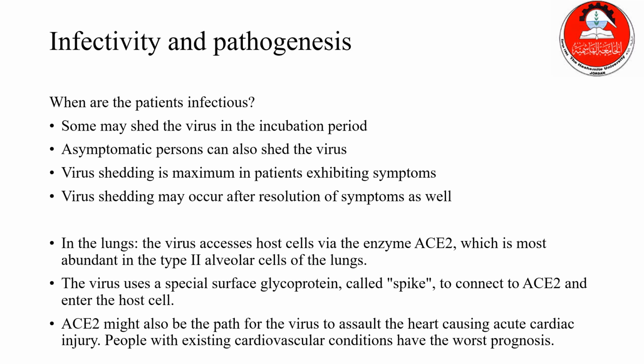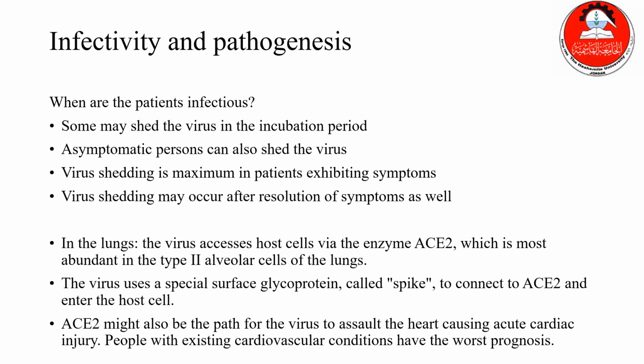What about the infectivity and the pathogenesis of COVID-19 or the SARS coronavirus 2? When are the patients most infectious? Patients might be infectious during the incubation period where symptoms did not develop. Also, asymptomatic persons who become infected and do not develop symptoms, those with subclinical infection, can also shed the virus. But maximum virus shedding and maximum infectivity is in patients exhibiting symptoms. So those who have symptoms are the most contagious and infectious to others.